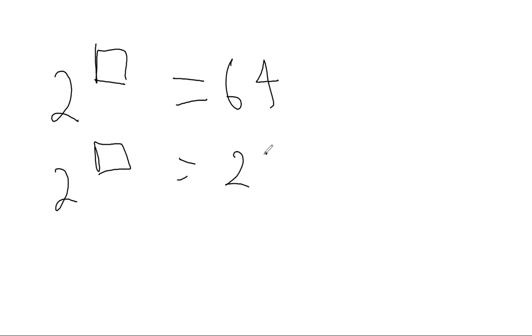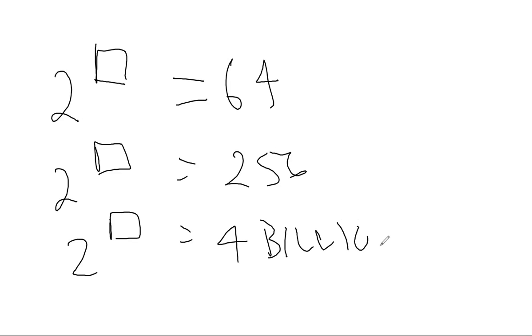And just some quick examples of that. 2 to the question mark is equal to 64. 2 to the question mark is equal to 256. 2 to the question mark is equal to 4 billion, approximately. This last one would be 32. 2 to the 6th is equal to 64. And 2 to the 8th would be 256 because I double 64 and then I double it again. So I go 6 to 7 to 8.